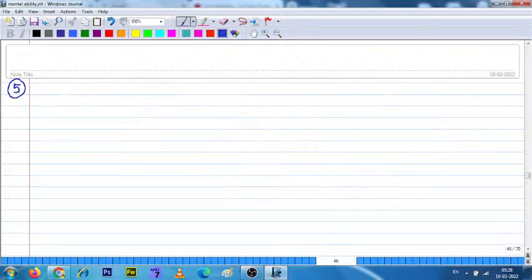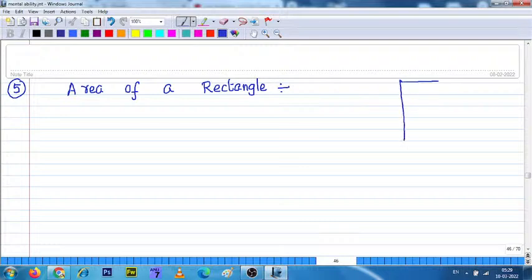Next, let us move to the area of a rectangle. ఎలా find out చేయాలి? Area of a rectangle. Right. So for example, this is a rectangle.